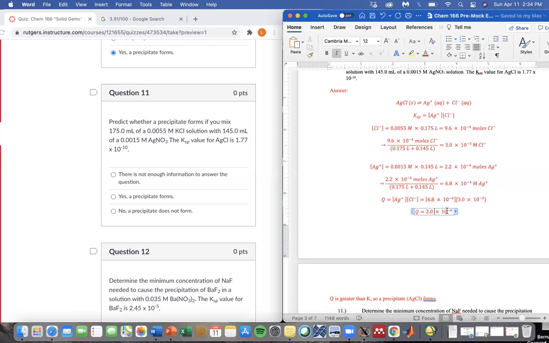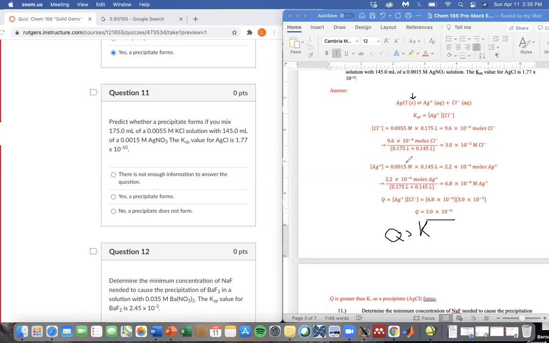If you remember how we compared our Q values to our K values before, in this case our Q is 2.0 times 10 to the negative sixth, so Q is greater than our K value. What that tells us is that a precipitate is going to form, because the precipitate is the solid here. If you remember, precipitate means that a solid is forming in a solution.